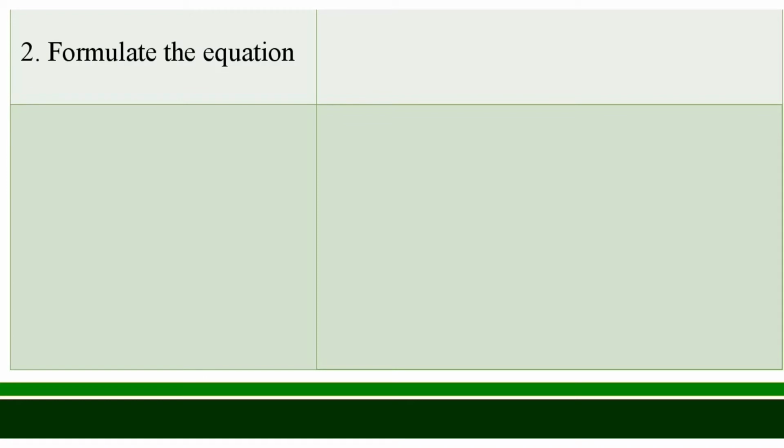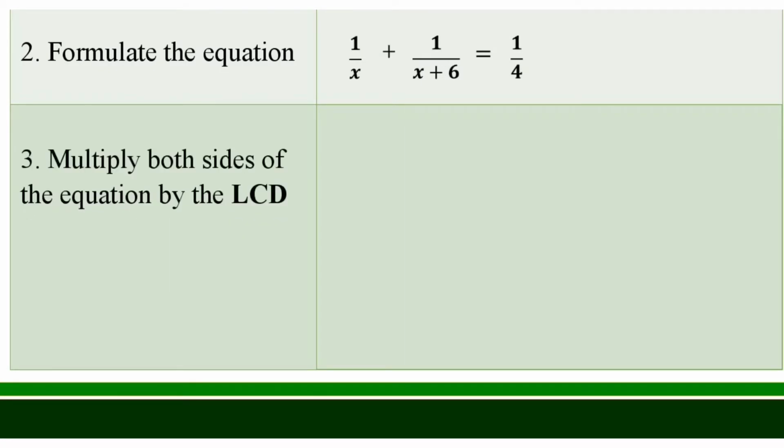We are going to formulate the equation. So, 1 over x plus 1 over x plus 6 equals 1/4. That is the equation.